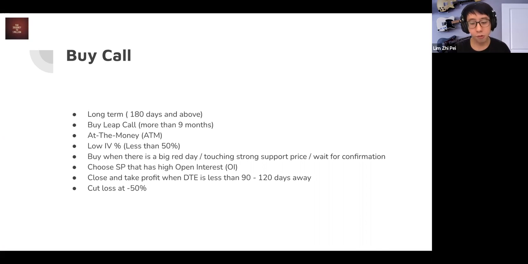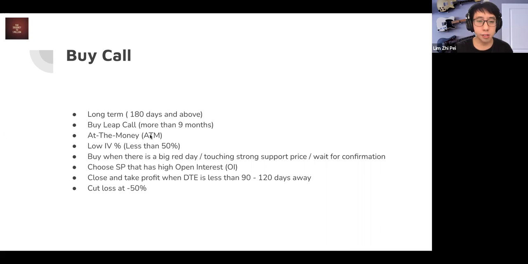And even if you get to buy the call options contract, later on, when it's near expiry and you want to close it, if the open interest is too low, you may not be able to close it as well. So that's why you need a high open interest for the strike price that you choose.